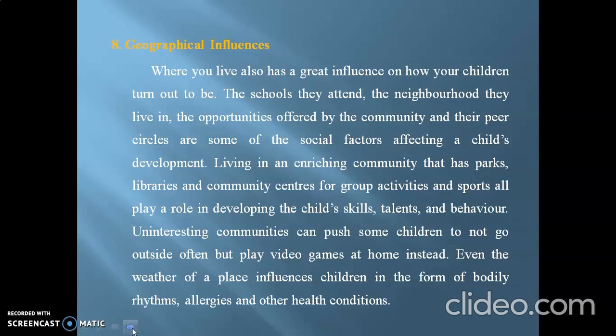Uninteresting communities can push some children to not go outside often but play video games at home instead. Even the weather of a place influences children in the form of bodily pains, allergies and other health conditions.